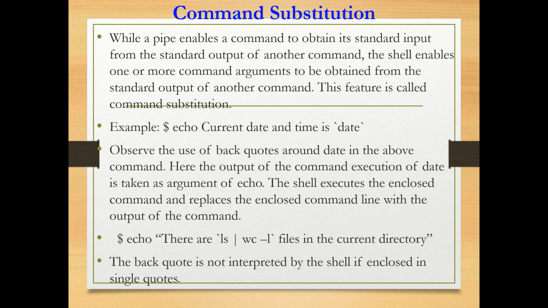One more example, $ echo there are `ls | wc -w` files in the directory. Now, how many files are there in the corresponding directory can be displayed with the help of wc -w. Here, consider that around 50 or 60 files are available in the current directory. One more example, the ls pipe wc -w command output is placed in the echo command arguments.